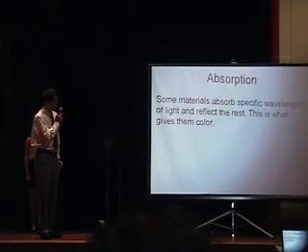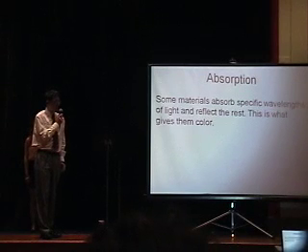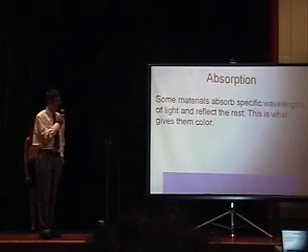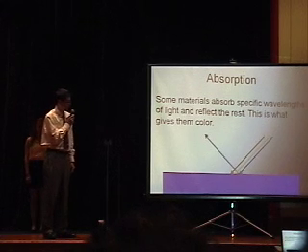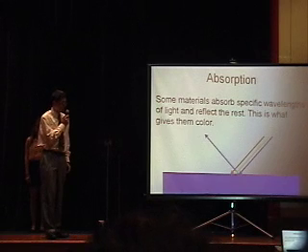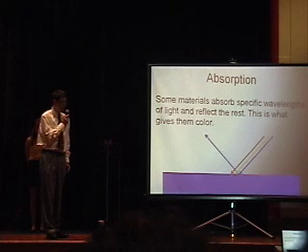Absorption explains color because some objects only absorb specific wavelengths of light. Here you can see that the red and green rays are absorbed by the object, but the blue is reflected. Blue light is what you see.